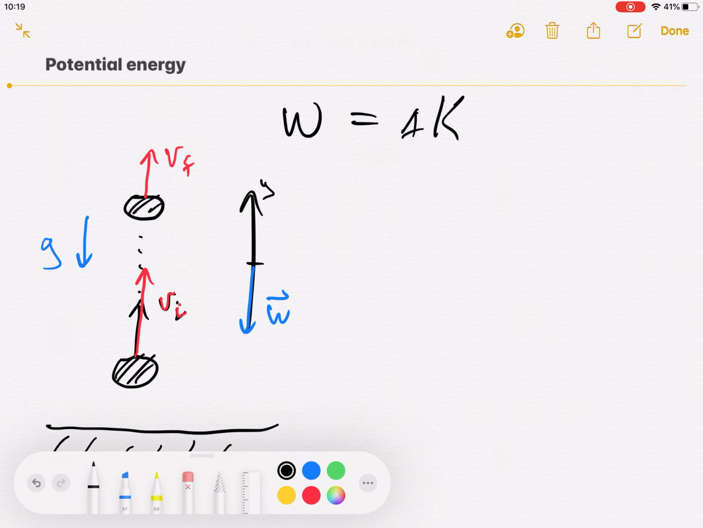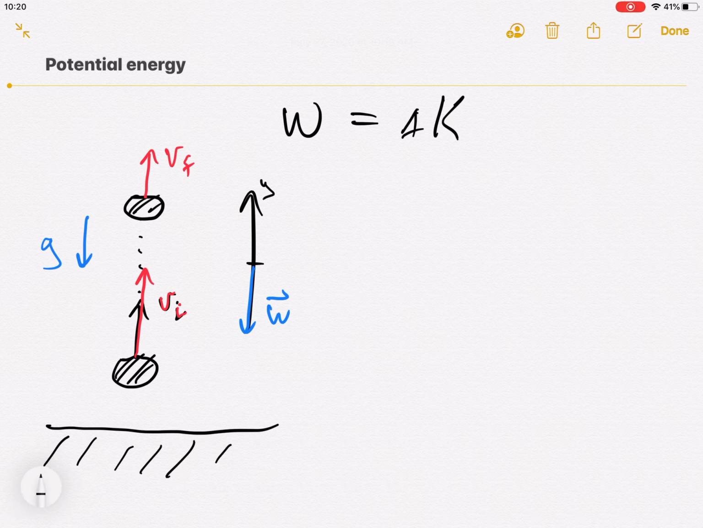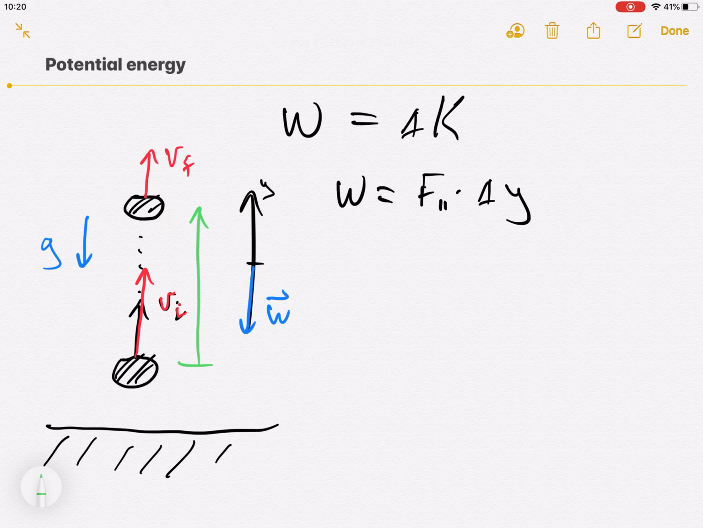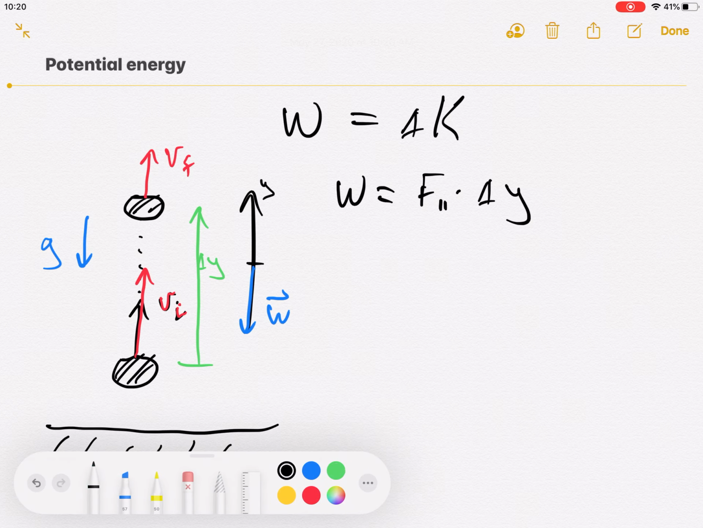So I want to fill that out quickly. So we could say, the work done, remember that work is force parallel times a displacement. In this case, it's in the y direction, so I'm going to say delta y. And in fact, that displacement, let's make it green, is up. That's my delta y. So the force is actually anti-parallel to this.